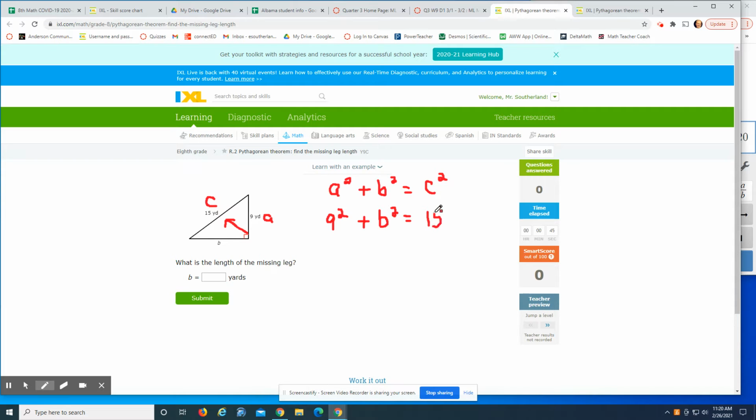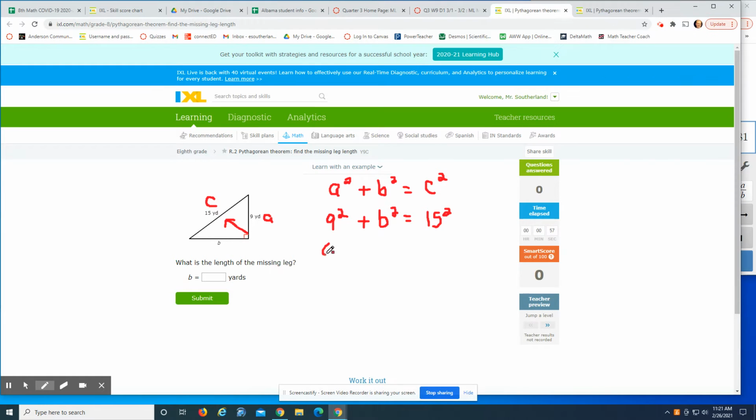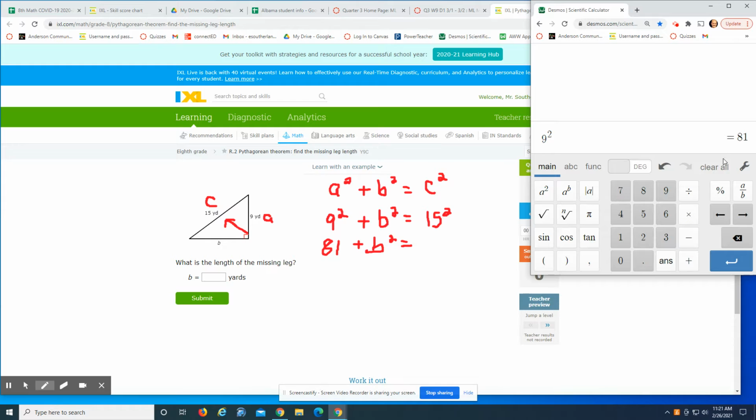For me, all I do is use the calculator and then fall back on my training from equations. The first thing I would do is 9 squared, and that tells me 81. The plus b squared drops down. And then I want to know what 15 squared is. So I go back to the calculator and do 15 squared, which is 225.